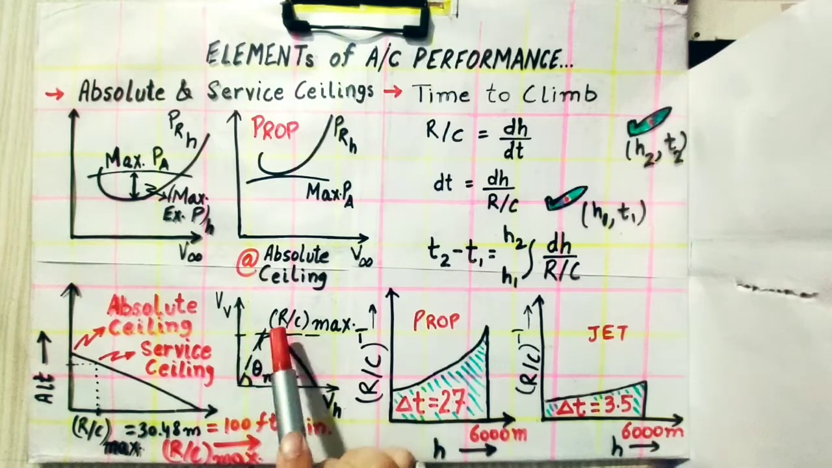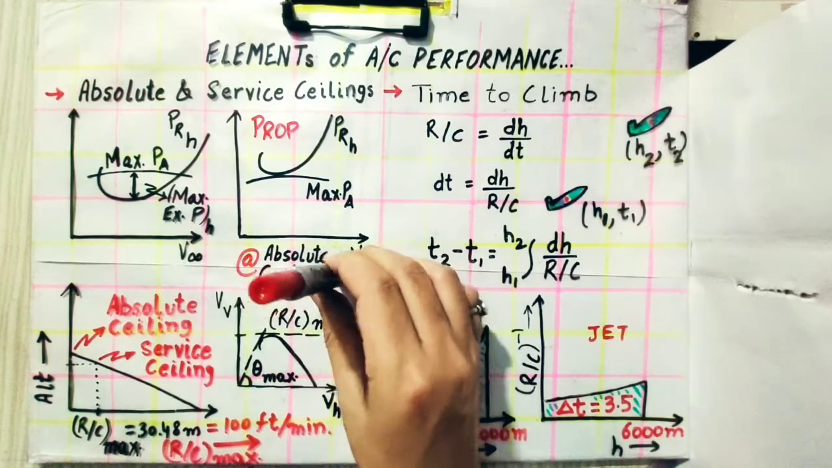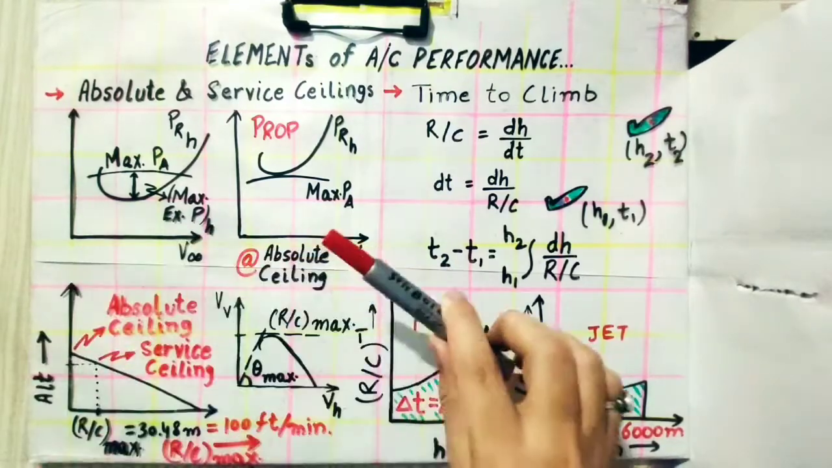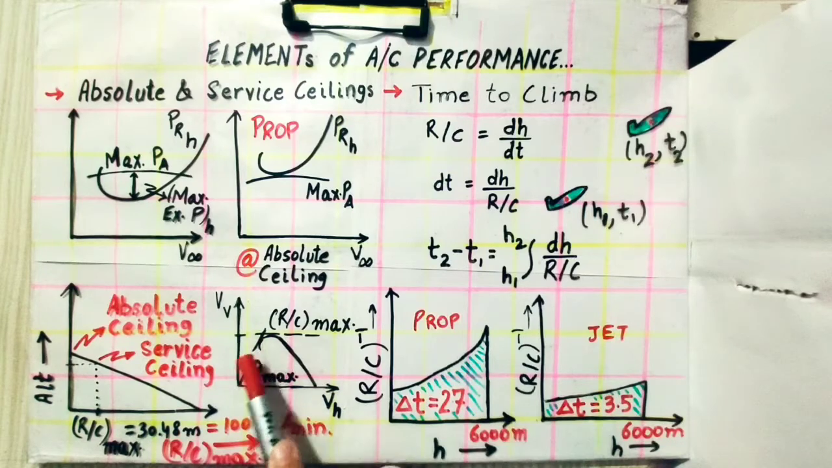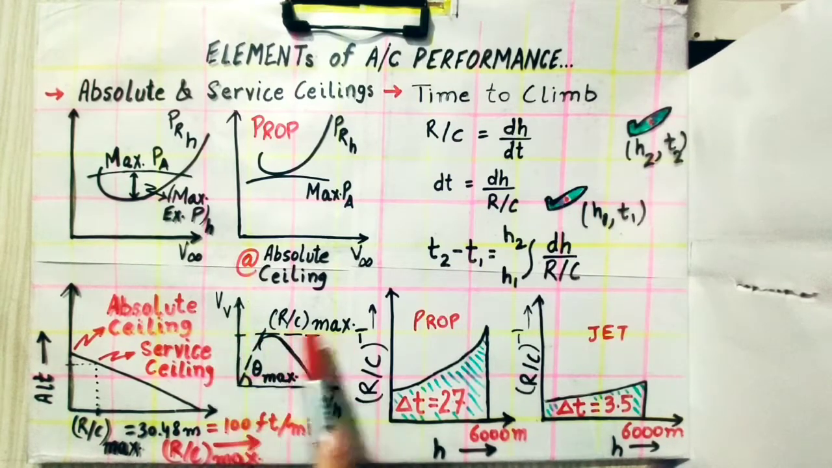The maximum rate of climb, or the maximum rate at which the aircraft is climbing upward, is the vertical component of velocity at the maximum point of this curve, the topmost point, which is given over here, and it cuts over here.